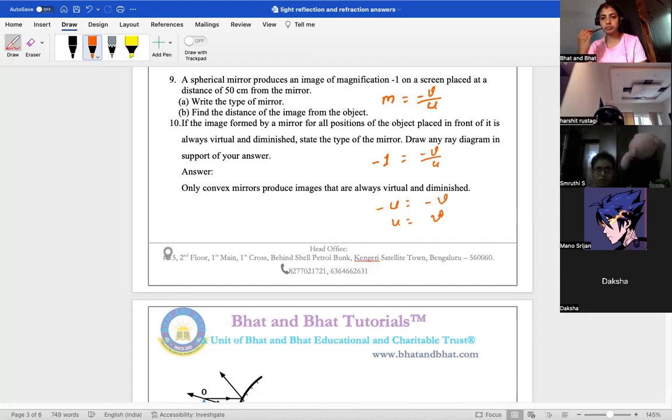Now if it is equal to 1, it is plane. But it is telling it is negative, -1. In a plane mirror, you will not get a negative value. If magnification is equal to +1, then it's plane. That's what I'm telling. If it is +1, it's plane. Now tell me which mirror it is.